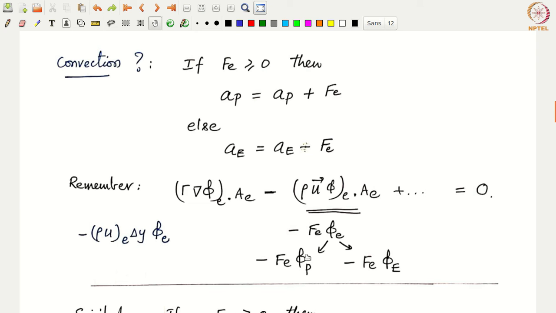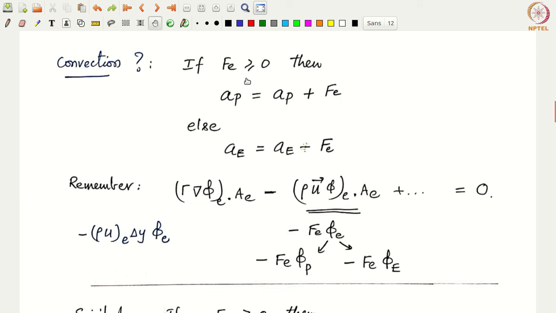Now of course we know that if Fe is positive, this has to go to AP, and if it is negative, it has to go to A east, right? But then what will be the signs? That's where we are explaining all these concepts here. So what will be the sign? Because this term is here, minus Fe phi p. Remember when we wrote these equations, we sent the phi p terms to the right hand side. We leave the source terms and the A neighbors on the left hand side. That means minus Fe phi p would be a contribution to AP with a positive sign. So that means if Fe is positive, AP would be equal to AP plus Fe.